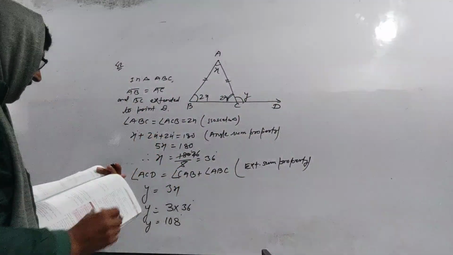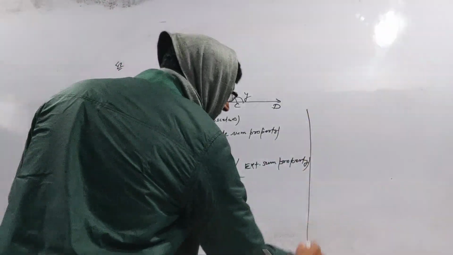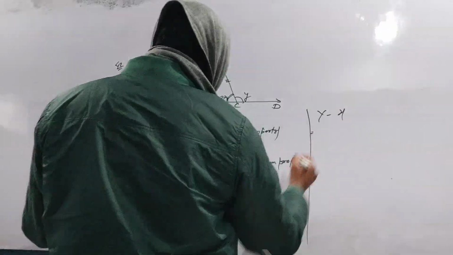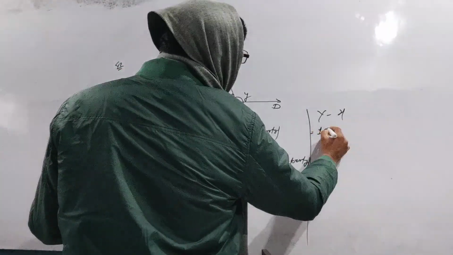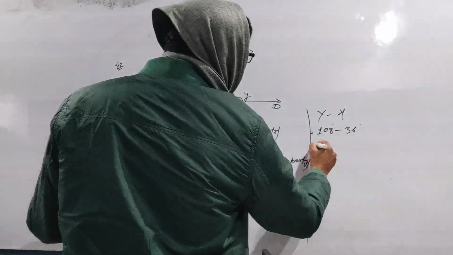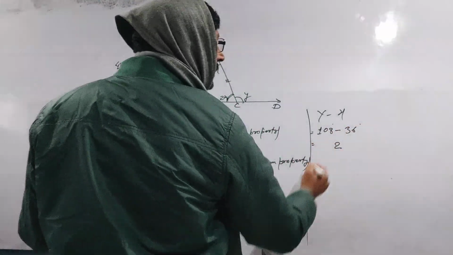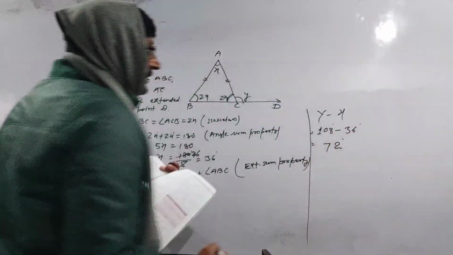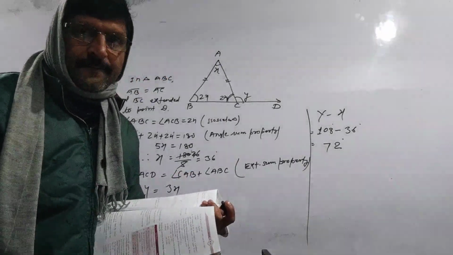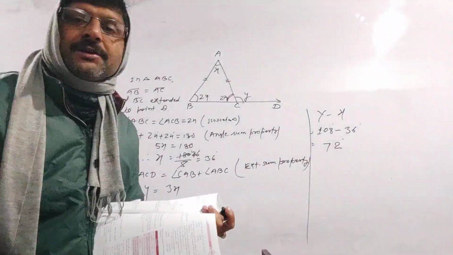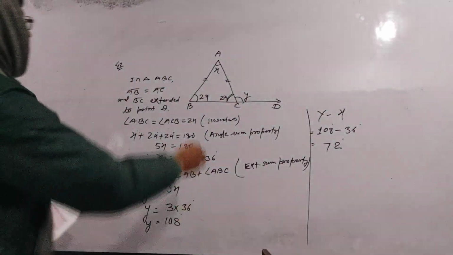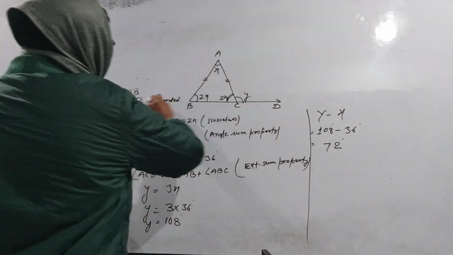We have to find y minus x. So here y is equal to 108 and x is 36 degrees. So this will be 72. I mean, y minus x is equal to 72 degrees. Correct? Okay. Next. Move to the next question.